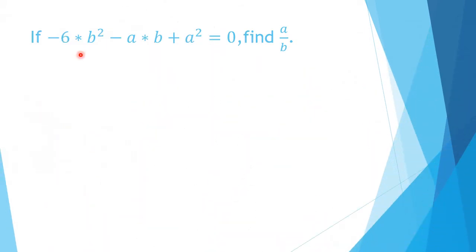So, another problem: negative 6 times b squared minus 4ab plus a squared equals 0. Well, the thing about this problem is there are two variables, so how do we do that? If we look at the problem more closely, we see that we don't actually have to find a or b. We have to find a divided by b, which is a ratio. For certain problems, if you have to find a ratio, you don't need that many equations. You only need one.